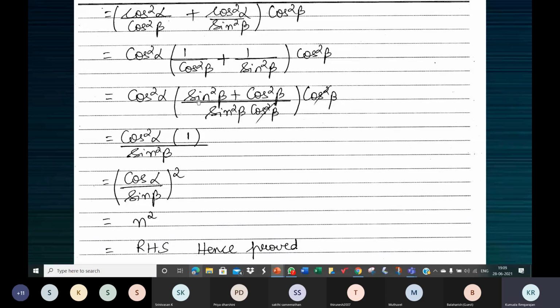And children, sine square beta and sine square beta cannot be cancelled. You understand? Because sine square beta plus cos square beta is one expression. You cannot cancel sine square beta and the sine square beta. There's a plus sign here, so this entire thing is one expression.